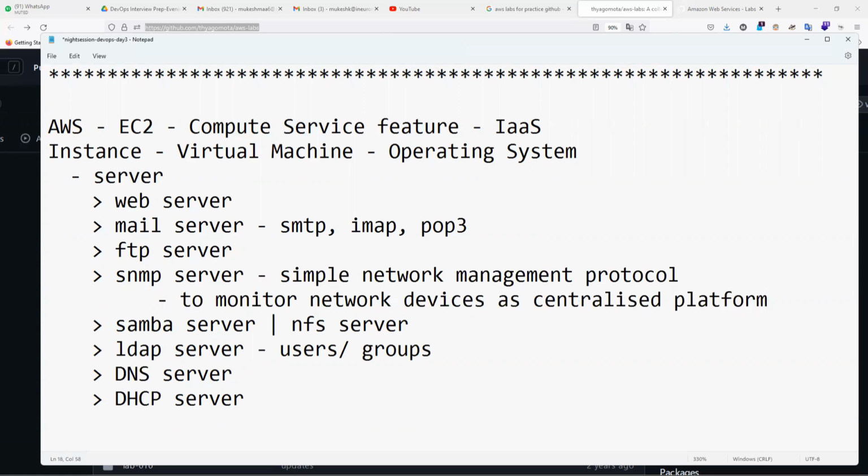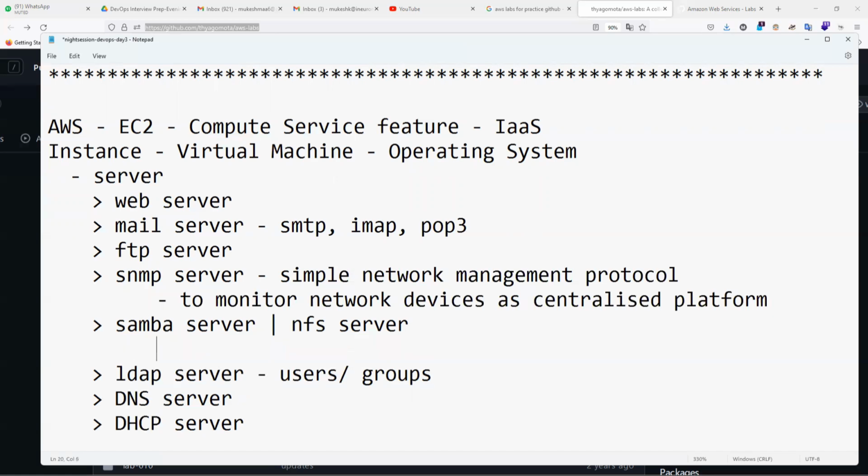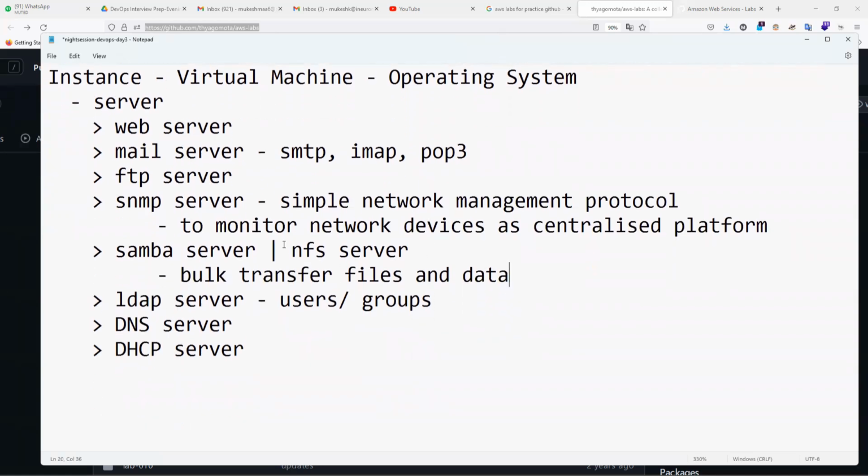And Samba and NFS are for the same kind of purpose as FTP, but with Samba and NFS bulk transfer can be done, for files and data, with more security compared with FTP. Nowadays, instead of FTP we are using the SFTP protocol, the secure FTP connection. It's a combination of FTP with SSH.